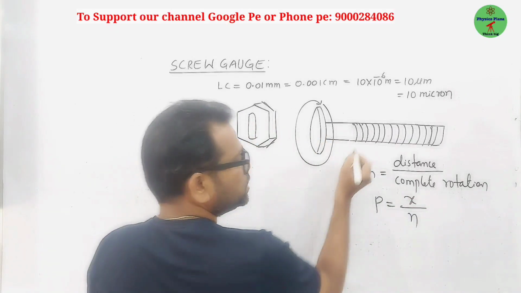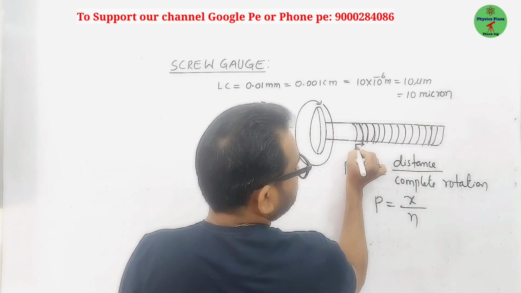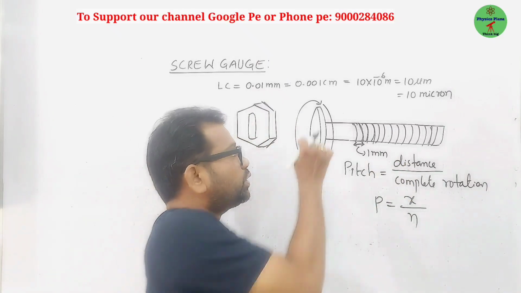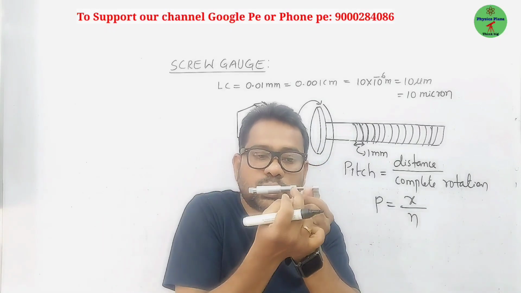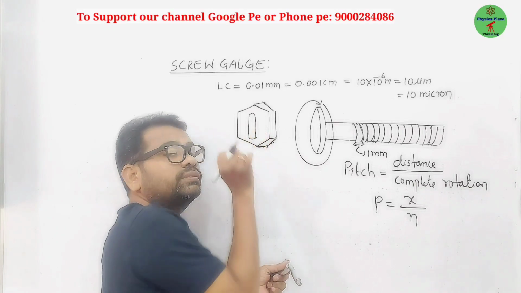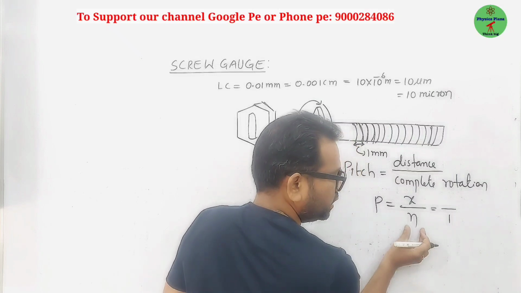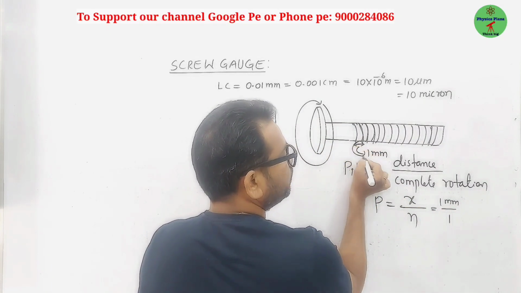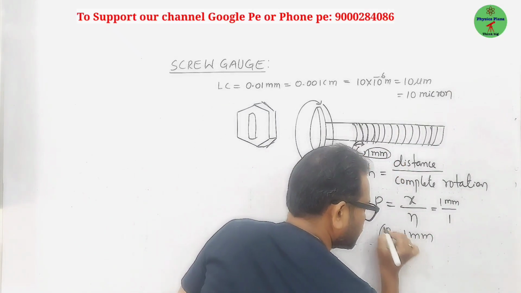You should try to understand. In the ideal case, the distance between the two threads will be equal to 1 millimeter. Which means, if you make one complete rotation of the head, the screw will cover the distance between two threads inside the nut, which is equal to 1 mm. So pitch is equal to 1 mm. That's it.